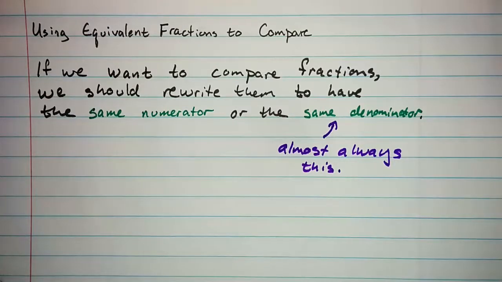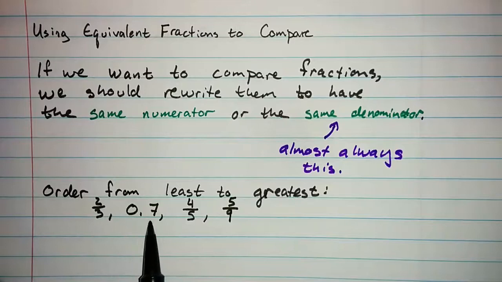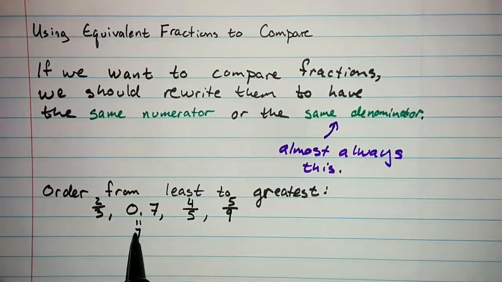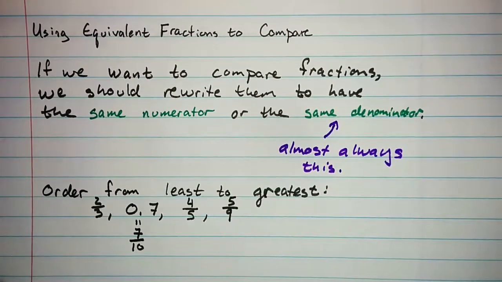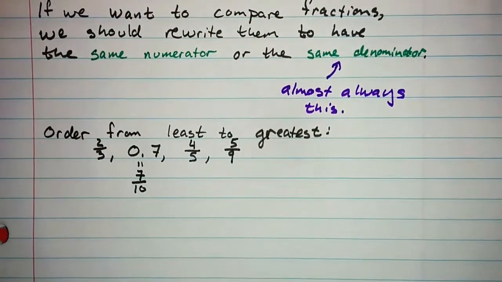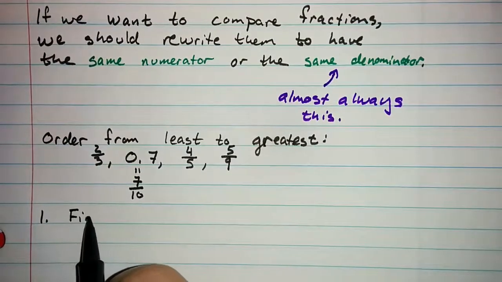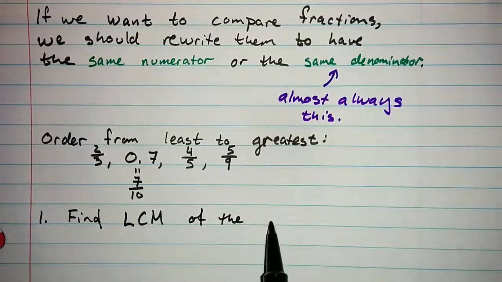Let's suppose we want to put some fractions in order from least to greatest. Let's suppose we want to order the fractions 2/3, 0.7, which remember is just shorthand for 7/10, 4/5, and 5/9. Well, in order to do that, we'd like to write all of these with a common denominator. So our first step is to find the least common multiple of the denominators.